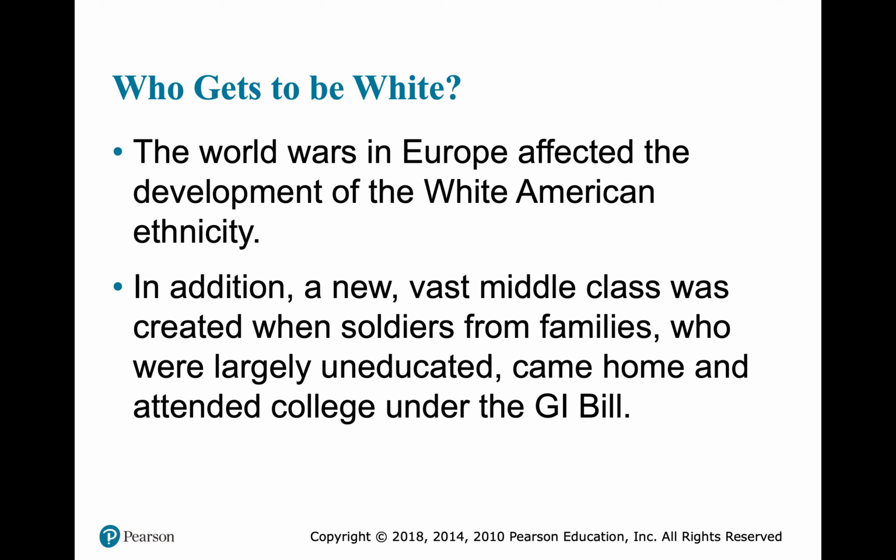The world wars in Europe affected the development of the white American ethnicity. Genocide based on ethnicity prompted Americans to take a far more accepting view of others. In addition, a new vast middle class was created when soldiers and families who were largely uneducated before came home and attended college under the GI Bill. So we saw a shift in this group. Access to college, a college education, and subsequent middle-class wages provided opportunity for previously excluded groups to enter the white American ethnicity if they chose to.